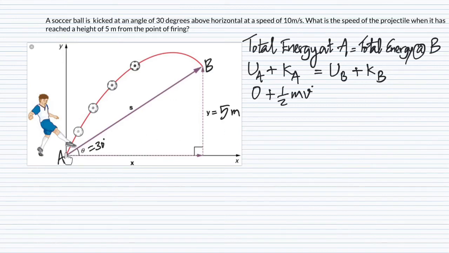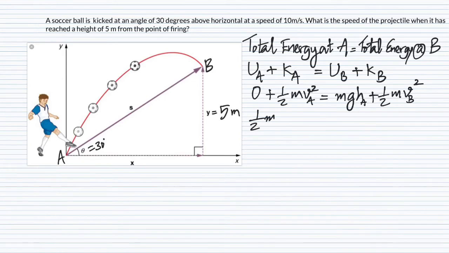But the potential energy at A is 0, because that's where we measure the height from. And so you only have the kinetic energy at A, but at B, the ball is still moving, so it has kinetic energy, and it's at a height, so it has potential energy. So you have both.